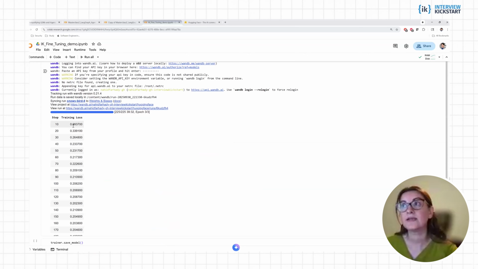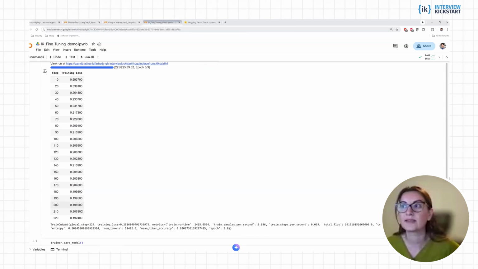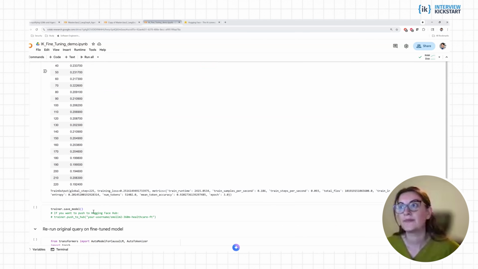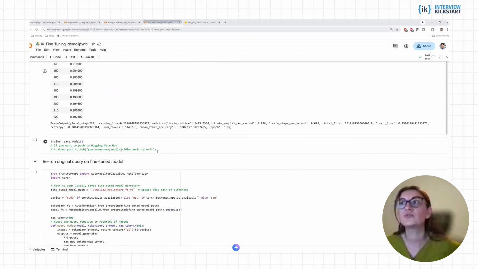And you can see here the training took a decent amount of time. Oh, actually about 39 minutes when I ran it previously. And you can see that the loss is going from 0.9 and keeps improving and getting better and better with time. I do recommend you to look into the Hugging Face hub. You can push your model to the Hugging Face hub and you can actually use it later.